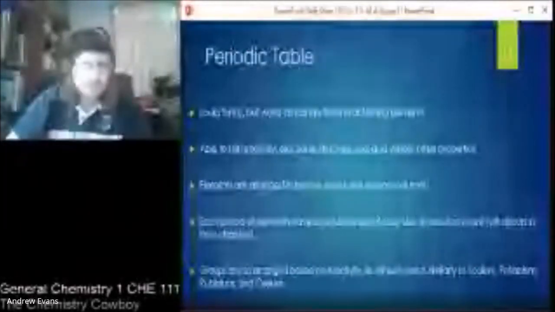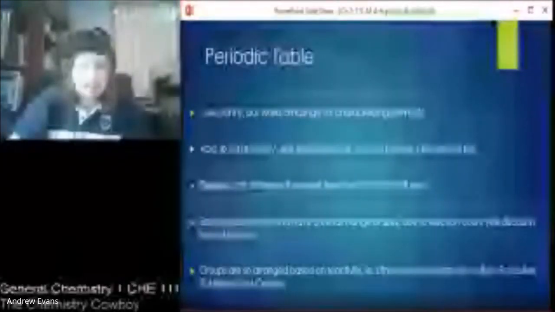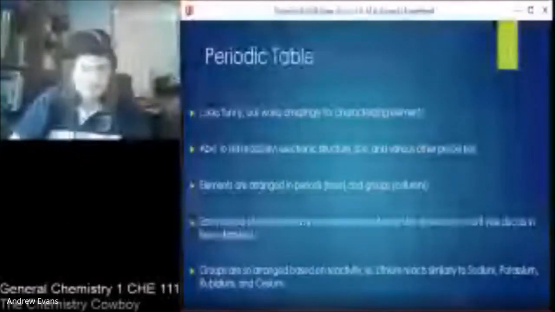Size and various other properties are shown in the table. The elements are arranged in rows, which we call periods, and columns, which we call groups. Each period has a certain range of sizes that follows a trend. And this is due to the electron count, which we'll discuss in a bit.